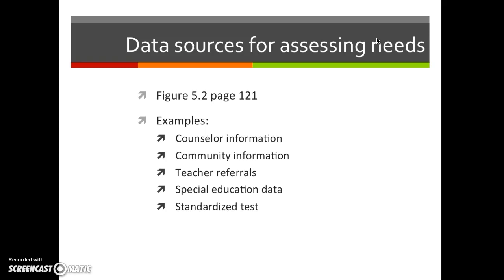If you look in your text on page 121 at figure 5.2, there's kind of a daunting little drawing of all of the places we can get data from with regard to a student. It emphasizes how complicated our students' lives are, all of our lives are, and all of the places where influences could be occurring that would impact what we're really looking at as a need that we want to help meet in some way.